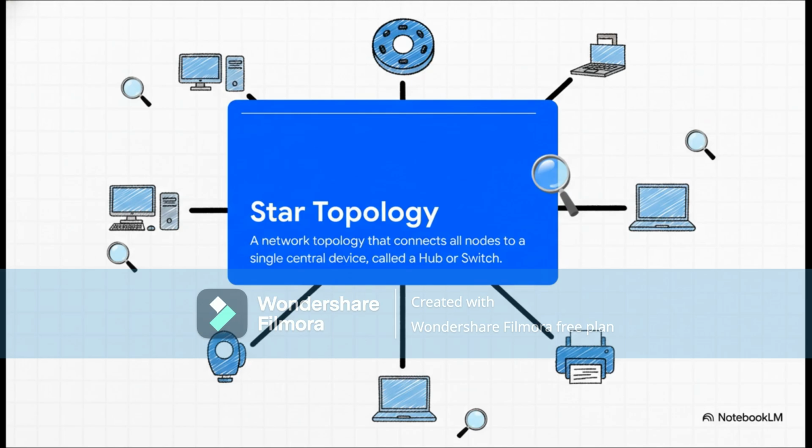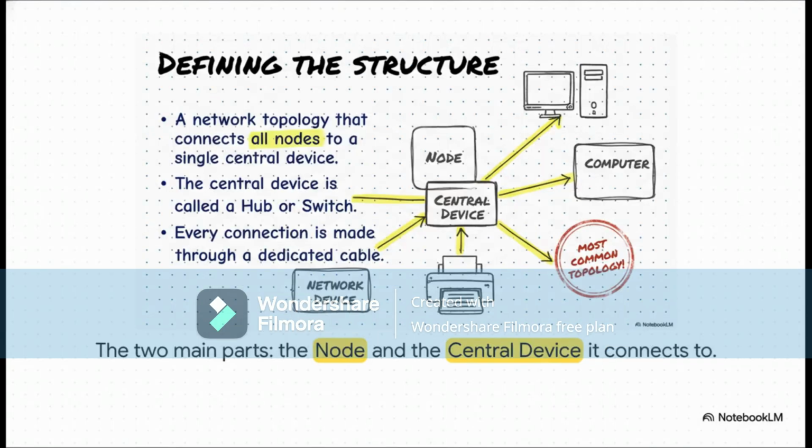And here's the really key part. Every single connection gets its own private cable, no sharing. It's a one-to-one deal. And this little diagram shows it perfectly. You've got your node, which is really just a fancy term for your computer or maybe a printer, anything on the network, right? And it has its own direct line straight to that central device. It's this simple, clean, star-like shape that makes it the go-to setup for most networks you'll see out there.